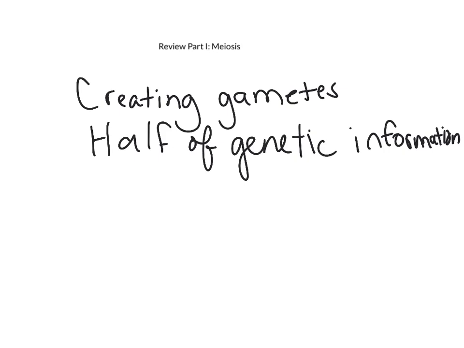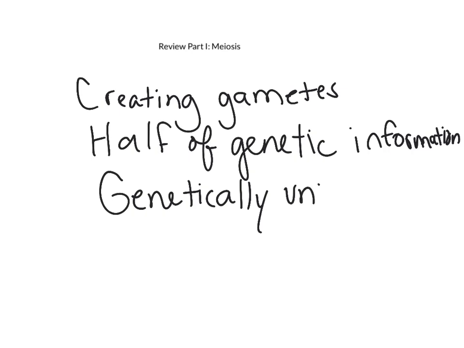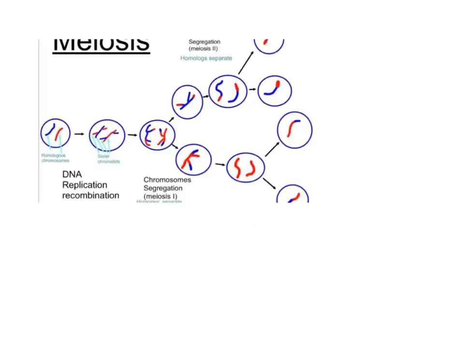So now we're moving on from something where you're just creating copies. Now we're getting genetically unique individuals. That is the overall goal of meiosis. You're going to get genetically unique individuals at the end of the day by getting this cell where you have half of that information, and then later you can fuse those cells and get something completely different. So how does meiosis happen?